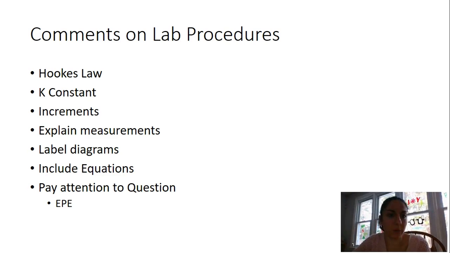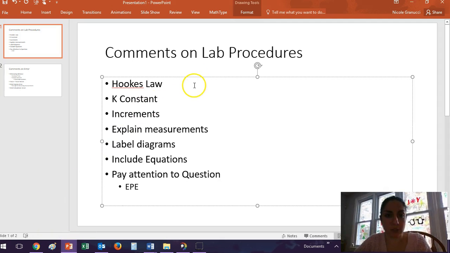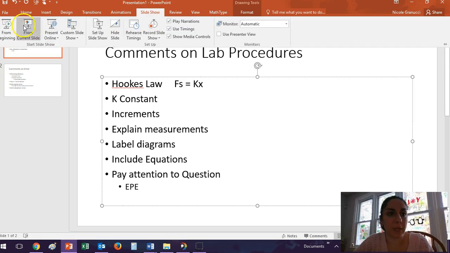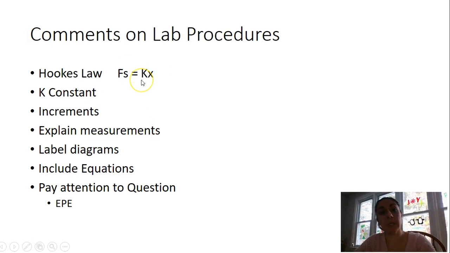So I was looking for a couple things in the lab procedure. You didn't have to go into great detail, although a few people did, which was fine. But the most important thing was to mention what Hooke's law is and how to measure it. So Hooke's law is a relationship where the force of the spring is equal to Kx. And that this is a linear relationship, meaning that if we were to graph the force of the spring and the elongation or the stretch x, the final result would be a straight line.